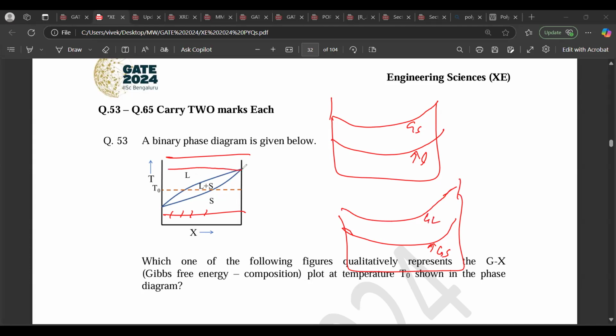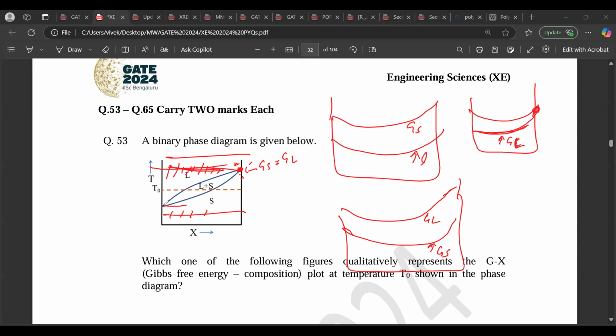Then you get this line where they will meet here, because this is where both solid and liquid are available. G will be the same here because they will be in equilibrium, right? They will be in equilibrium, which means G of S will be equal to G of L here. That means your graph will be something like this. They will meet here, right? Everywhere your liquid is stable.